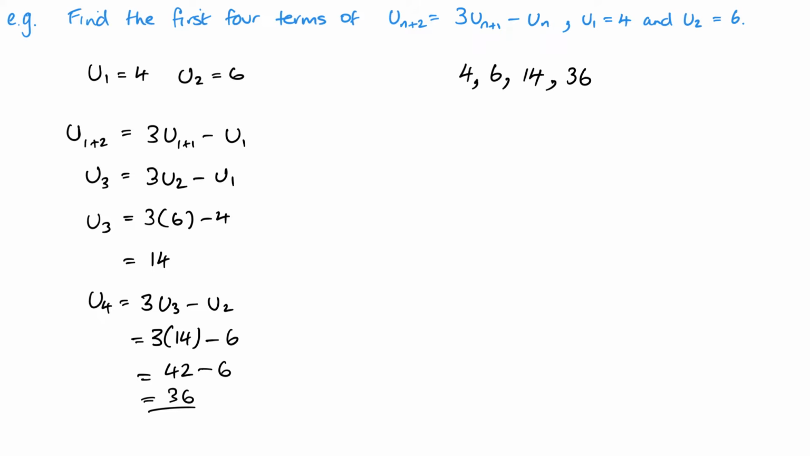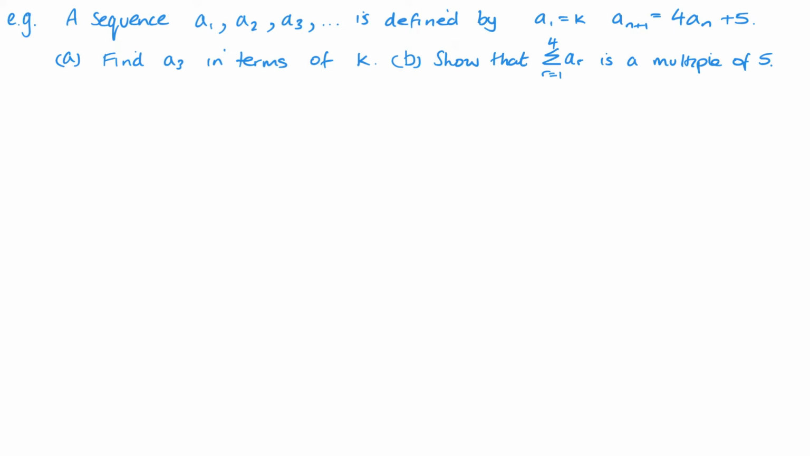So just be aware of that. You could have a u n plus 2, in which case you usually have a u n and a u n plus 1 in this formula, which means you need 2 terms, the first and second term, to be able to use it. So third example here, we've got it in terms of algebra.